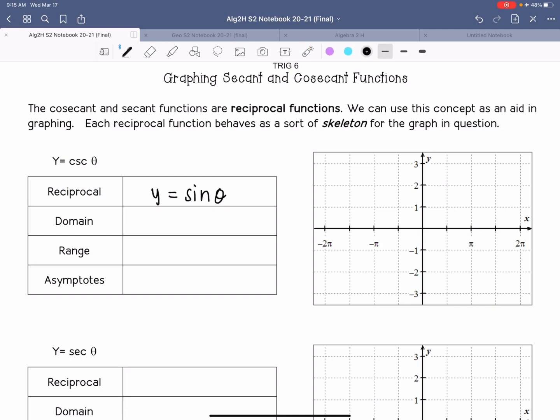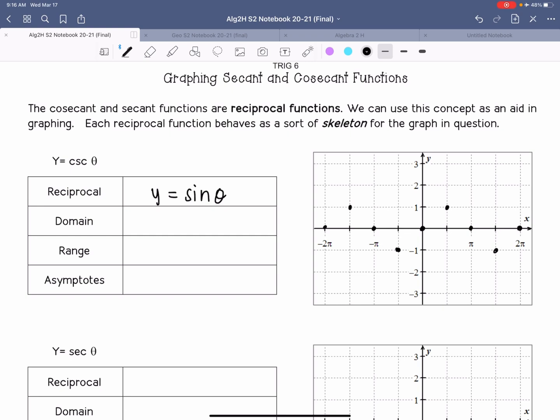Sine graph, you should know it. Sine starts at 0, 0, and then it goes up, back to 0, down, back to 0. And this has a period of 2 pi. Cosecant and secant will also have a period of 2 pi. Okay, continue this pattern to get my wave all the way.